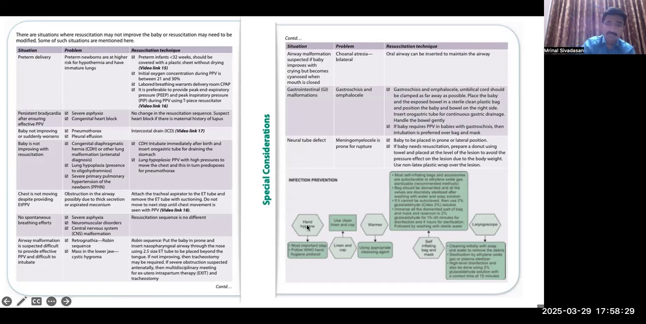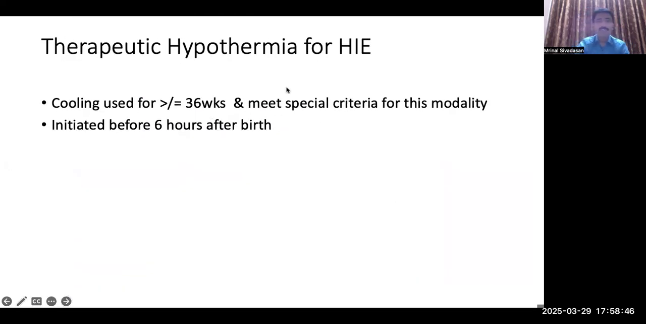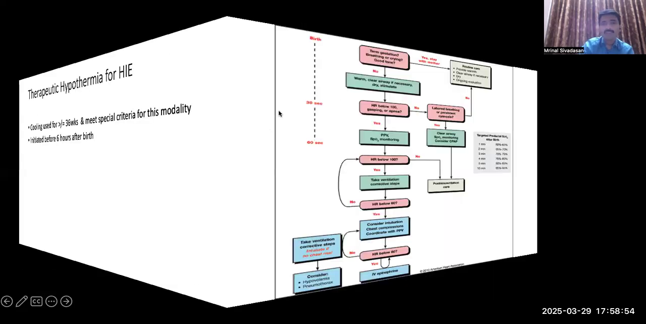Now, infection prevention. Hand hygiene is important. Then the linen and the cap should be clean. The warmer should be clean, and the self-inflating bag should be sterilized, and the laryngoscope should be sterilized. Now, therapeutic hypothermia is used if the baby had asphyxia, the baby is more than 36 weeks, and the baby is within 6 hours of life.